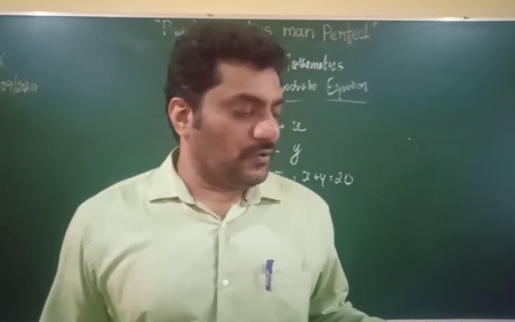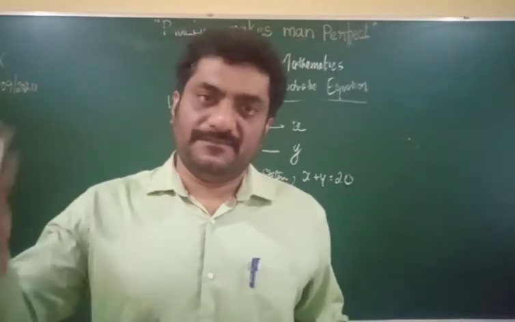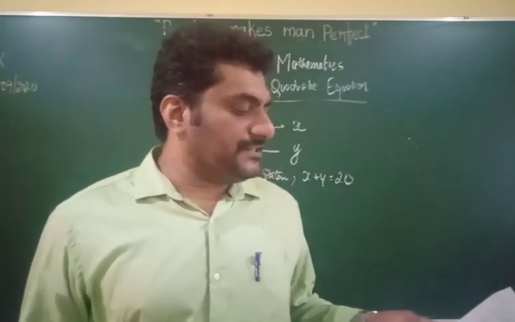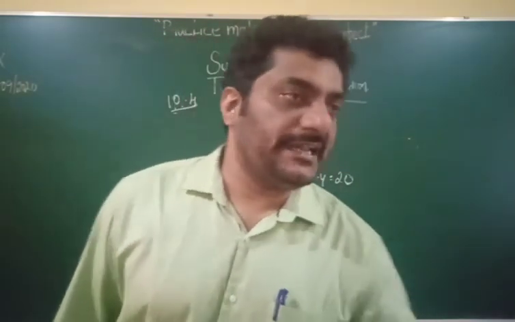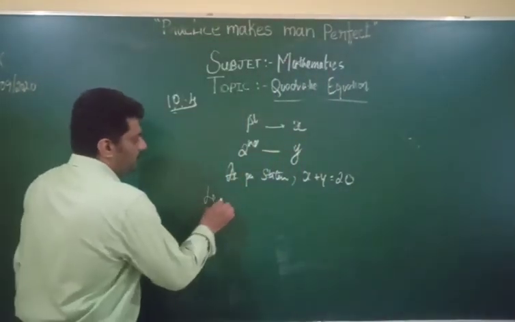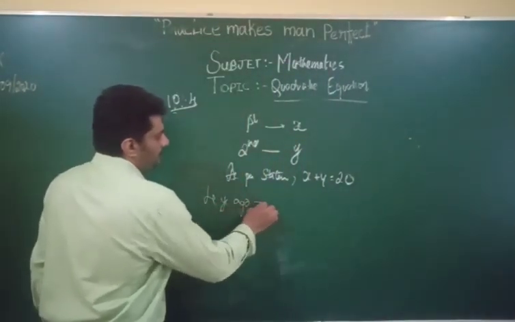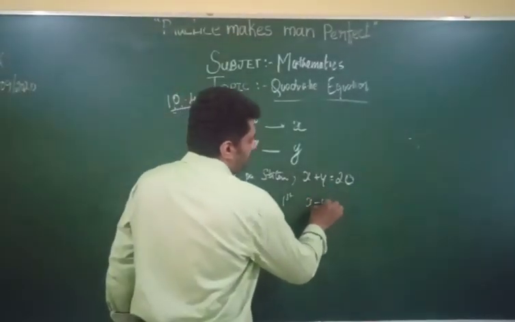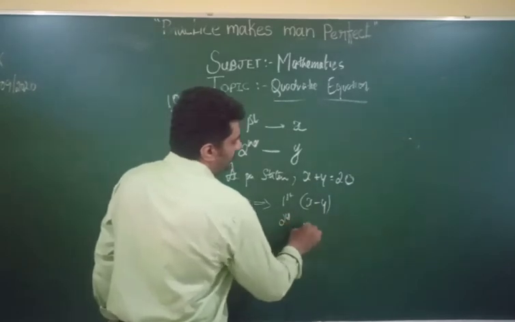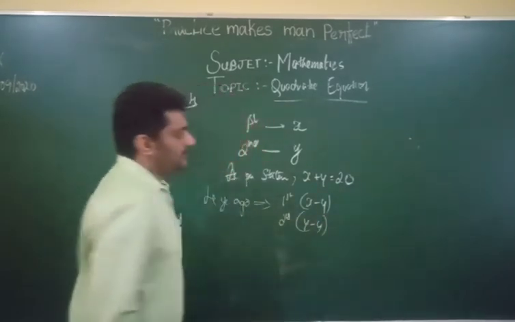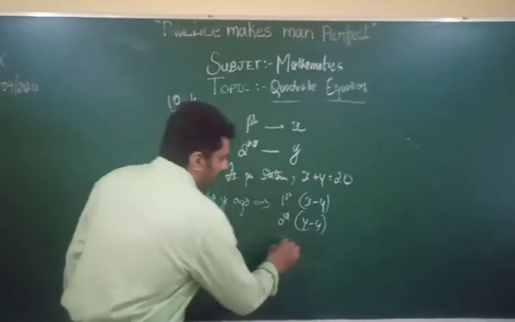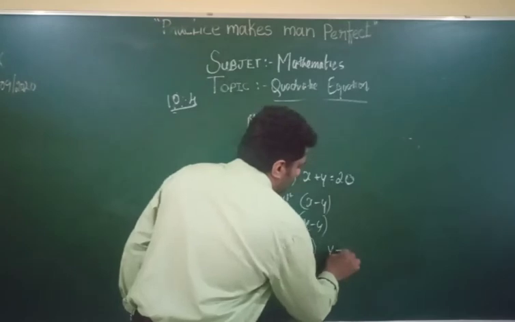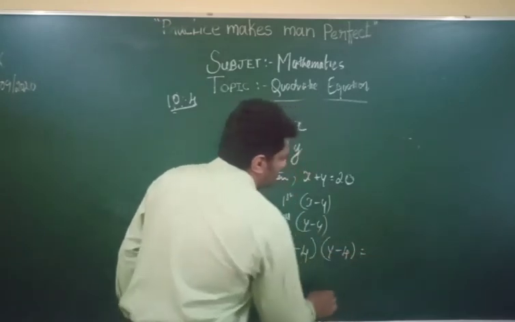4 years ago, the product of their ages in years was 48. That means 4 years ago, the first one will be x minus 4. Second one will be y minus 4. Now they are telling that the product of these two, x minus 4, y minus 4, is equal to 48.